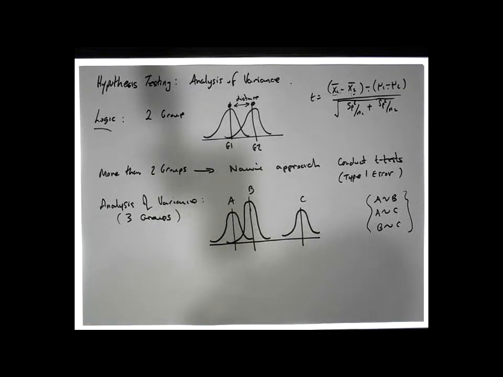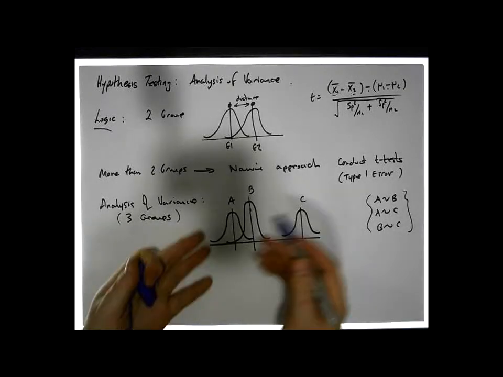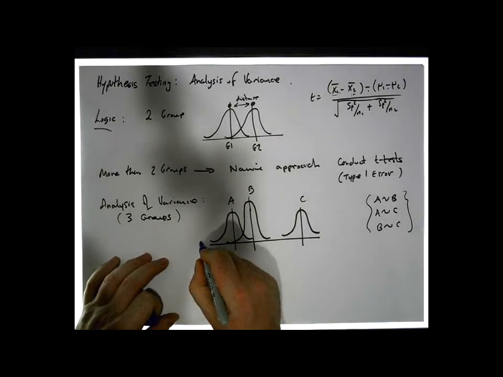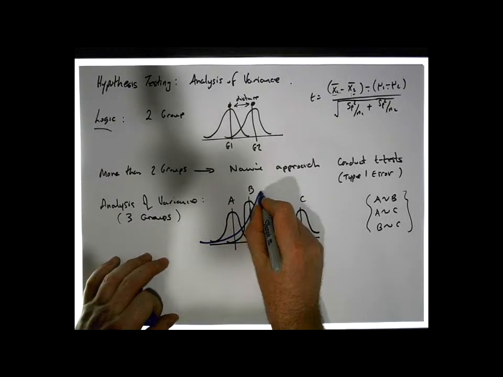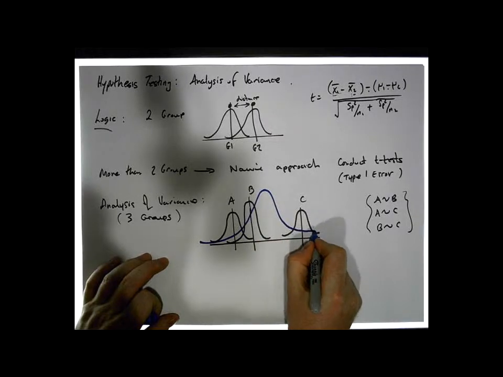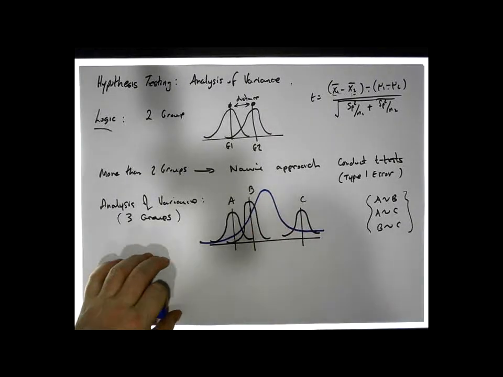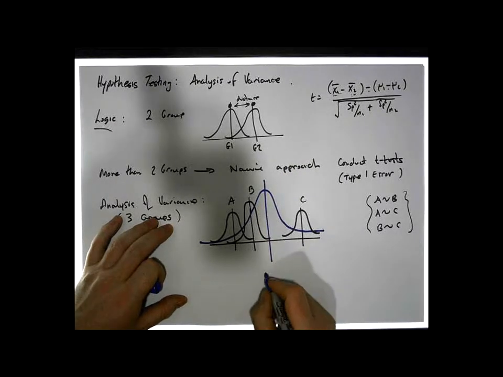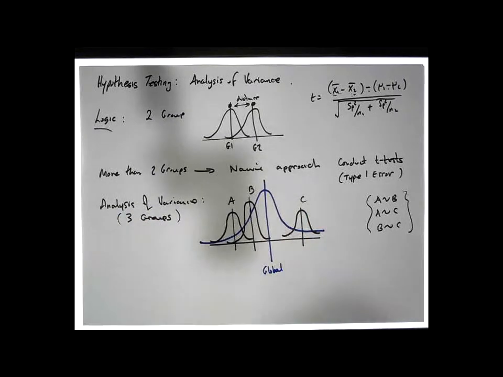And effectively what we end up with is a new distribution. I don't know where it is, but it's going to contain all the observations. I'll just draw it in here. So we end up with some new global distribution of all the values.